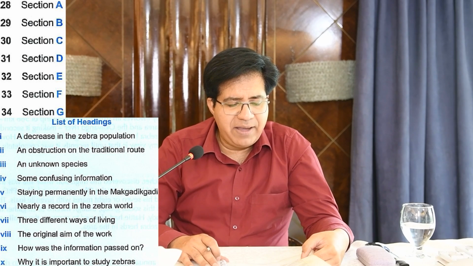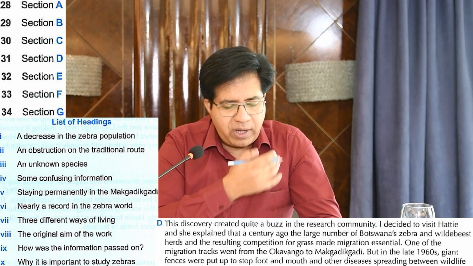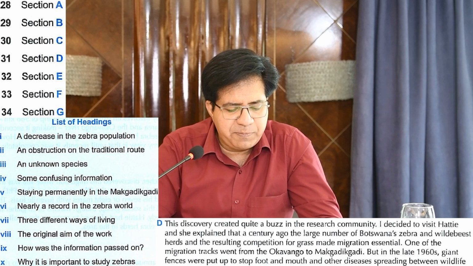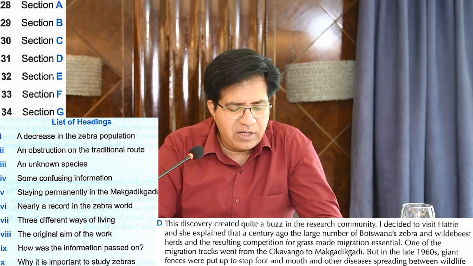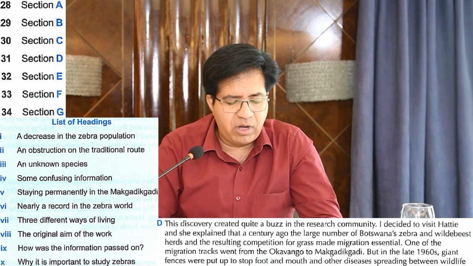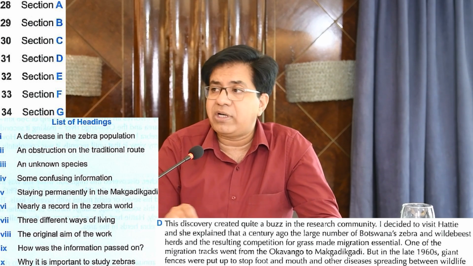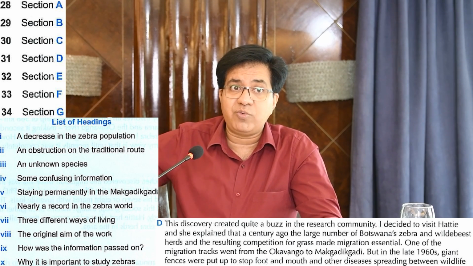Okay, now please come to paragraph D. This discovery created quite a buzz in the research community. I decided to visit Hattie, and she explained that a century ago, the large number of Botswana zebras and wildebeest herds and the resulting competition for grass made migration essential. One of the migration tracks went from Okavango to this, but in the late 1960s, giant fences were put up. Now they put up giant fences. Those fences were like an obstruction to their route.